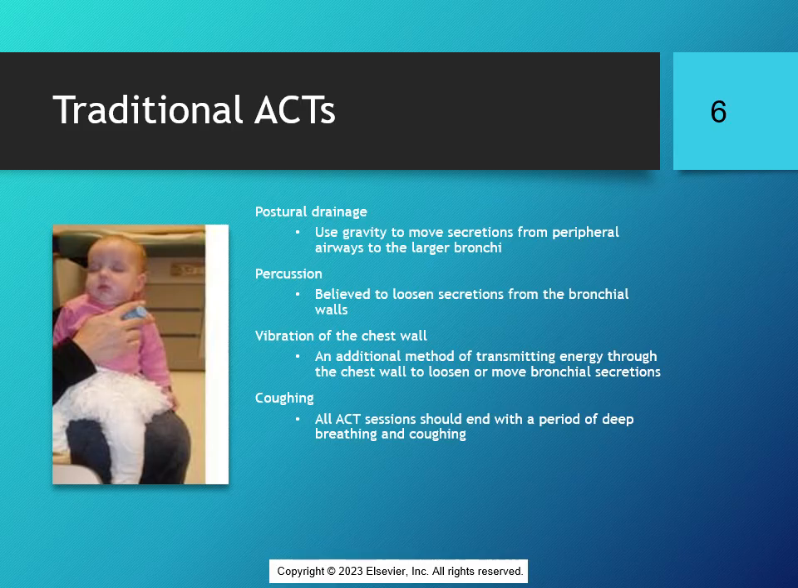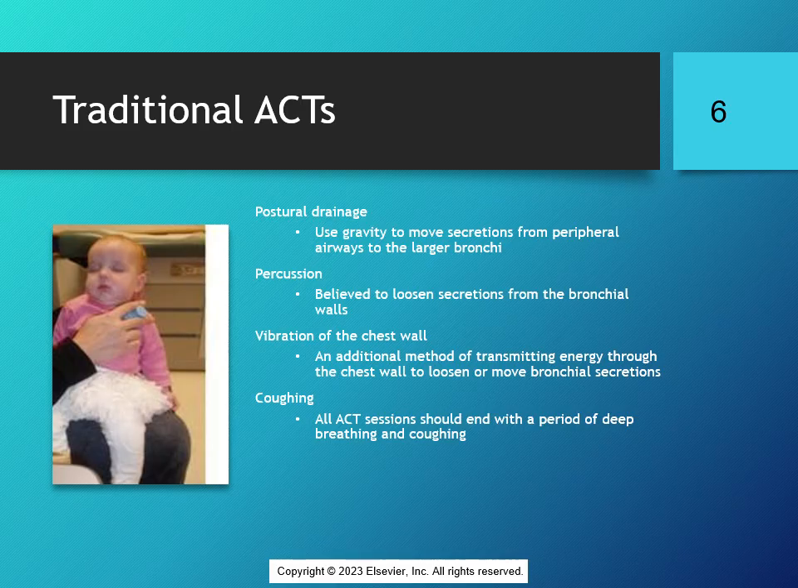Now, this is said to help loosen and move some of the secretions into the bronchi. We know that the vest works better than any hand percussion or vibration. Postural drainage, we'll talk about some of the complications of these as well. Also, depending on the position, can have some adverse risks.